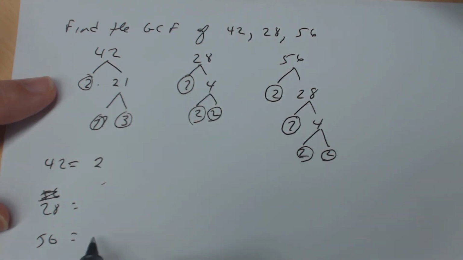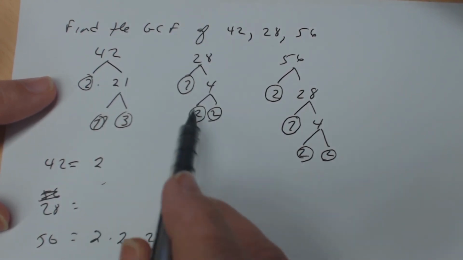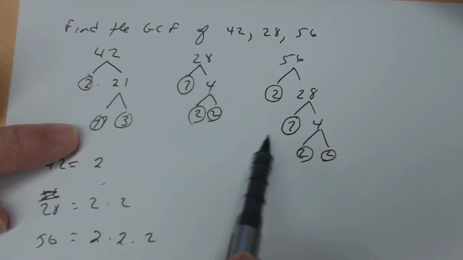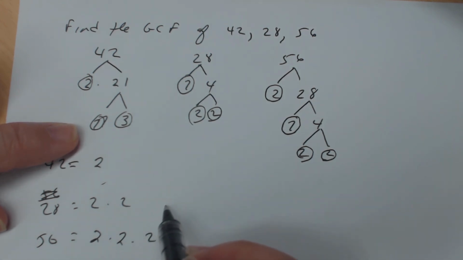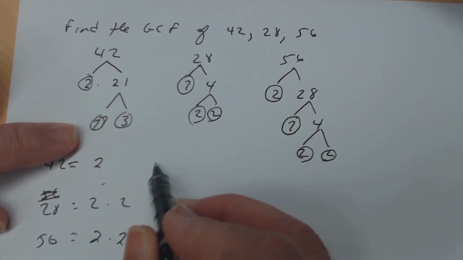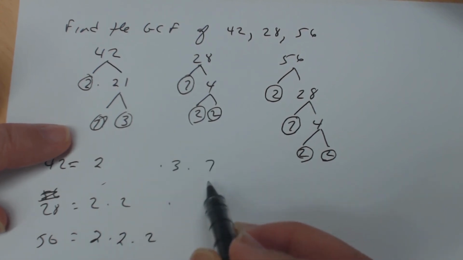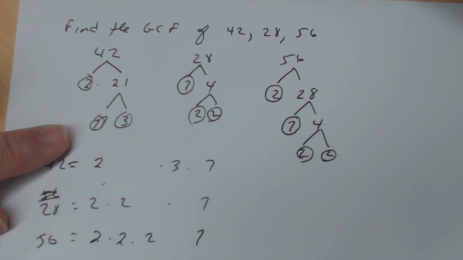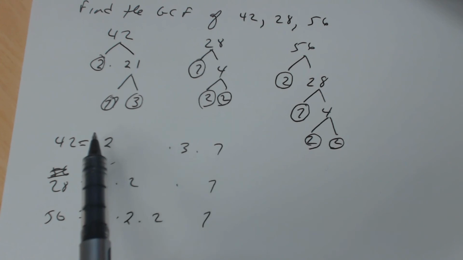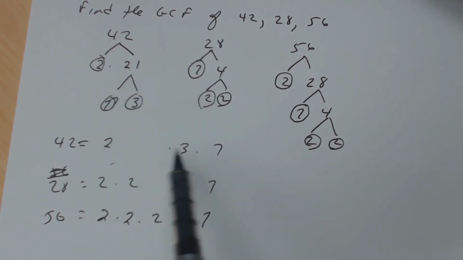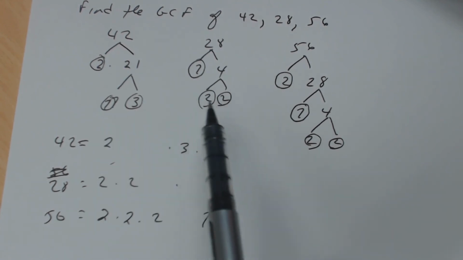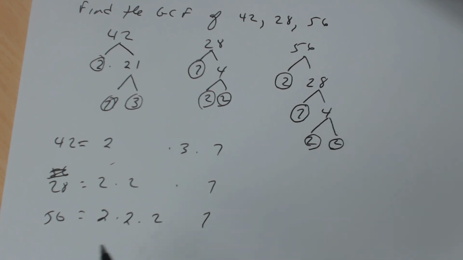All right, so 56 I know is 2 times 2 times 2. 28 is 2 times 2. I have a 3 and a 7 here. I have a 7 and I have a 7. So let's just do times 3 times 7. I need this 7 here, and I need this 7 here. So I just try to line them, but just make sure what you have is correct. So 42 is 2 times 3 times 7. 28 is 2 times 2 times 7. And then 56 is 2 times 2 times 2 times 7.